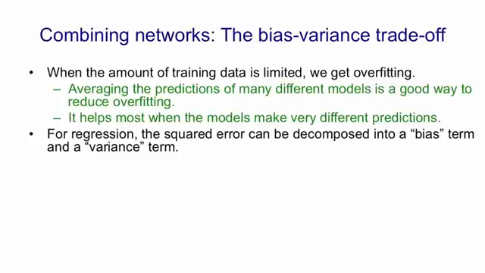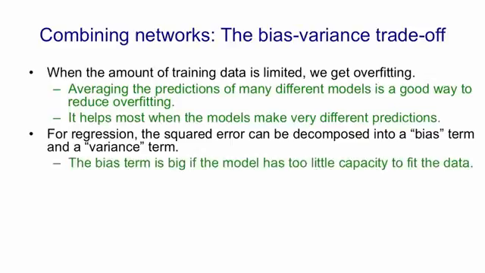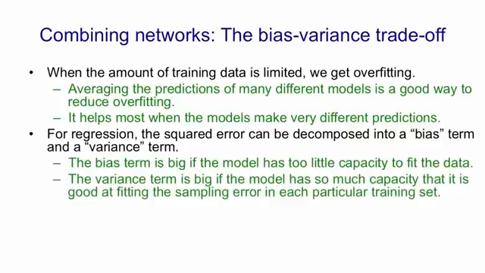For regression, the squared error can be decomposed into a bias term and a variance term, and that allows us to analyze what's going on. The bias term is big if the model has too little capacity to fit the data. It measures how poorly the model approximates the true function. The variance term is big if the model has so much capacity that it's good at modeling the sampling error in our particular training set.